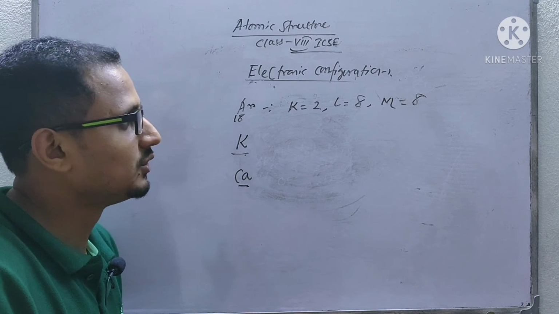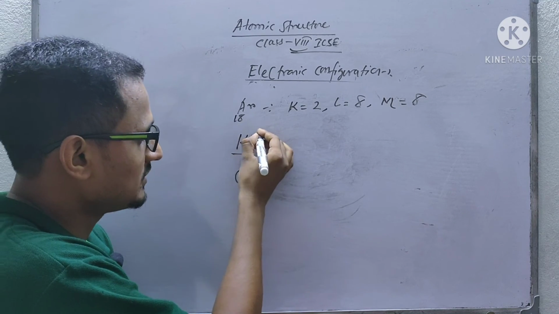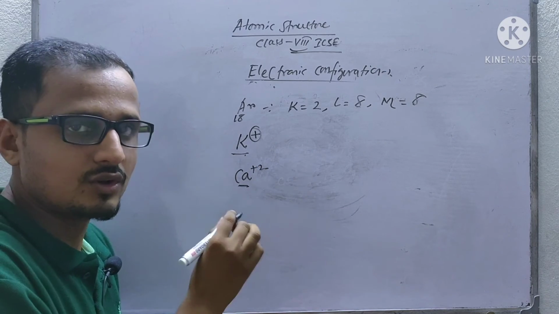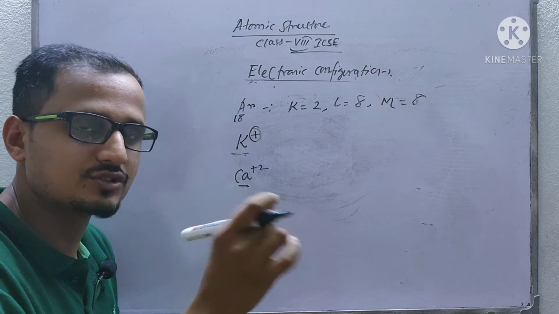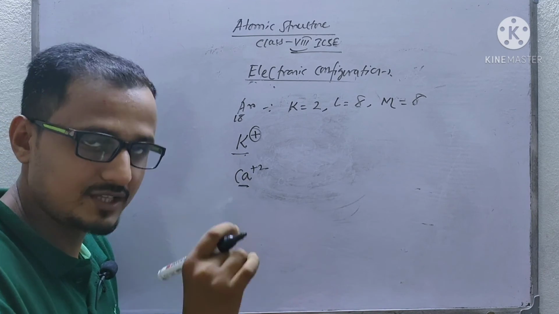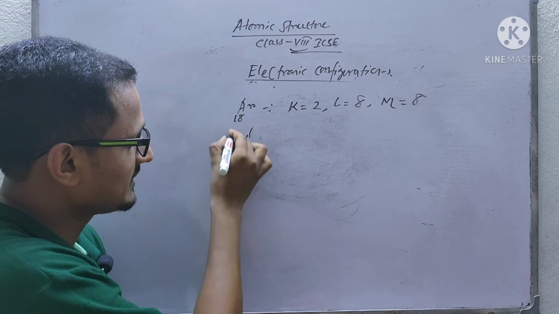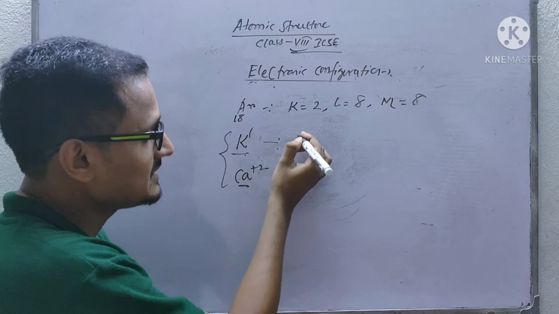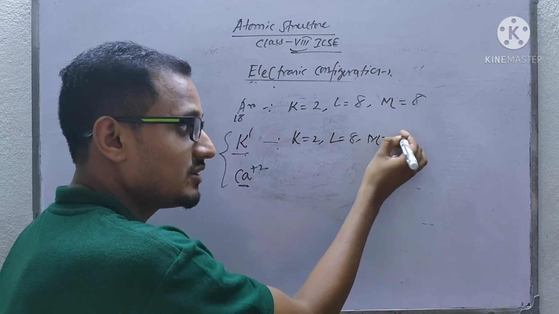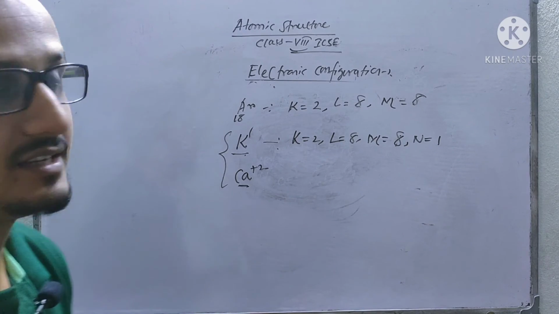Okay, as potassium is an alkali metal and calcium is an alkaline earth metal, the valency is +1 for potassium and +2 for calcium, so the last orbit electrons show the valency. So for potassium, the last orbit will contain 1 electron. So for potassium the electronic configuration will be like this: in K orbit 2, L orbit 8, M orbit 8 electrons, and in the next N orbit 1 electron will be there. And it is an exception.